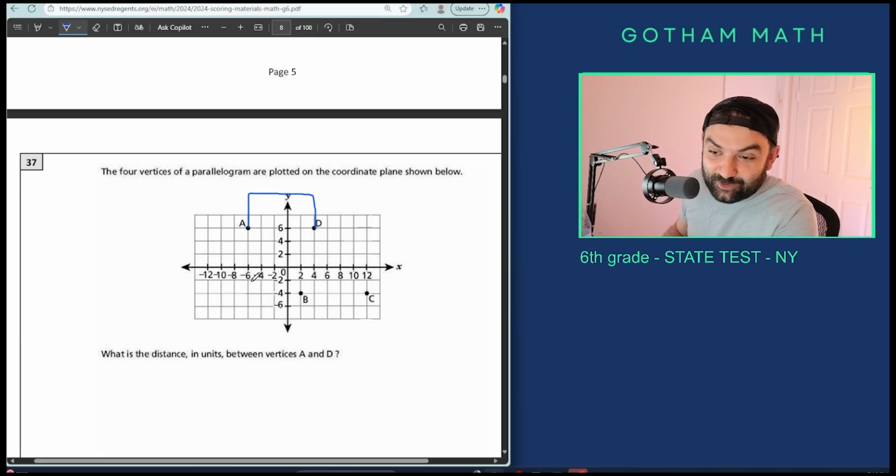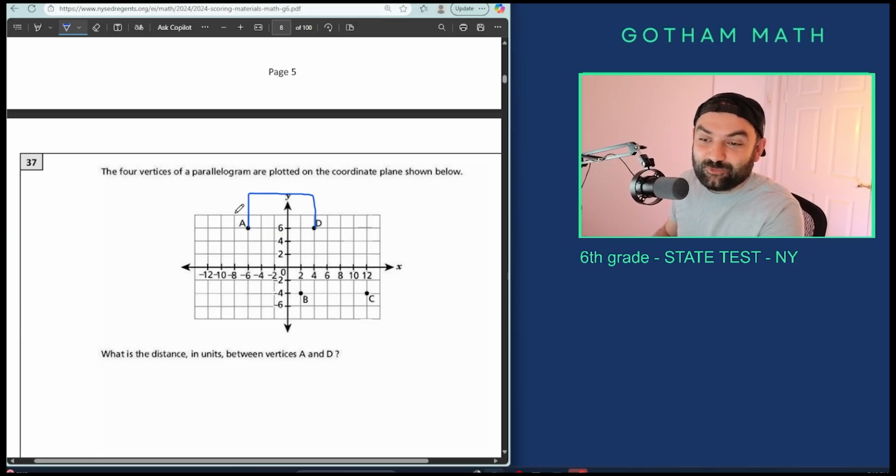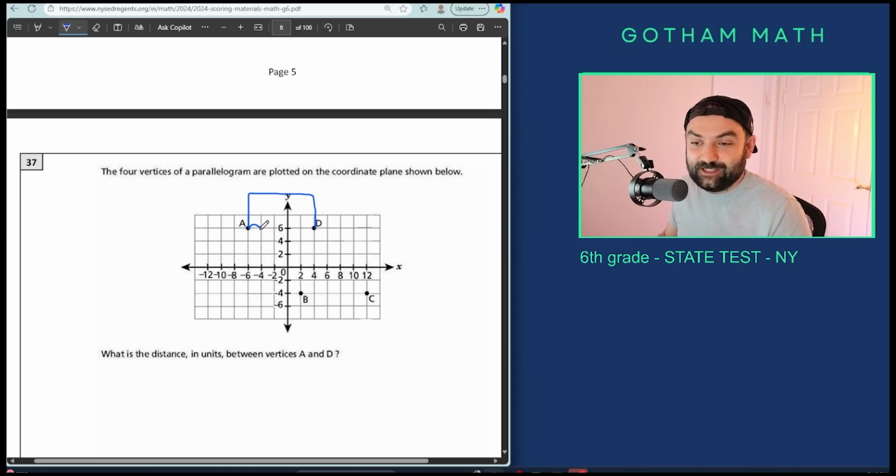You see, it goes from -6 to -4, right? So technically, each square is not 1 unit. Each square is 2 units. So it's 2, 4, 6, 8, 10. From -6 to 4, it's 10 units.